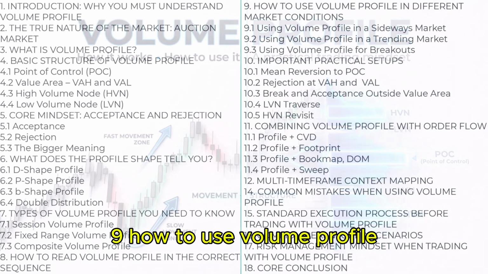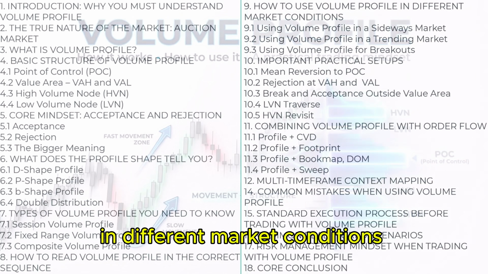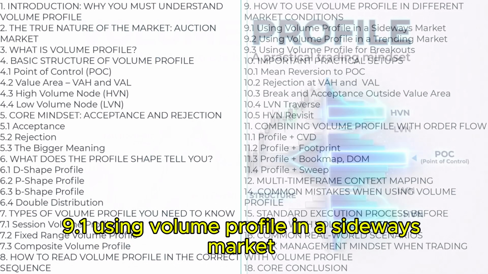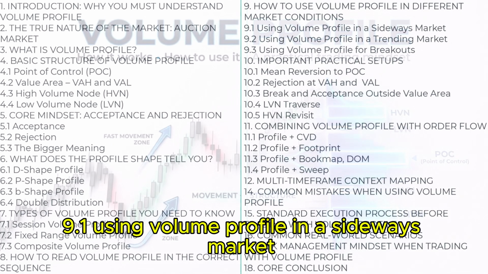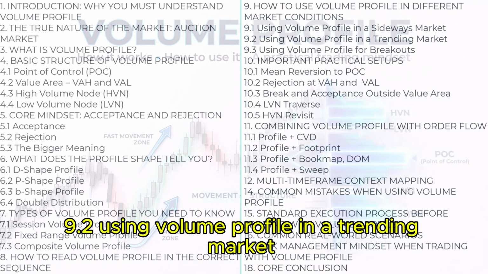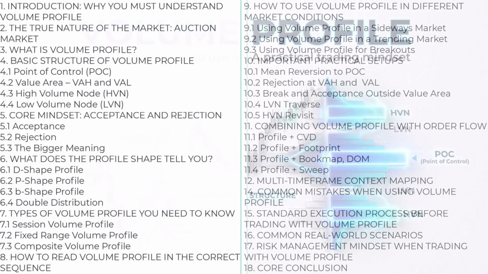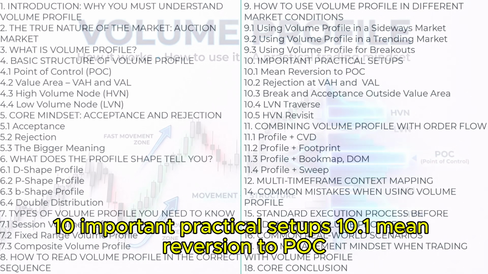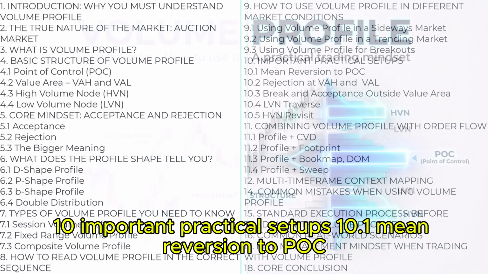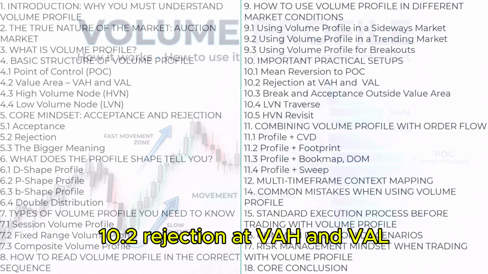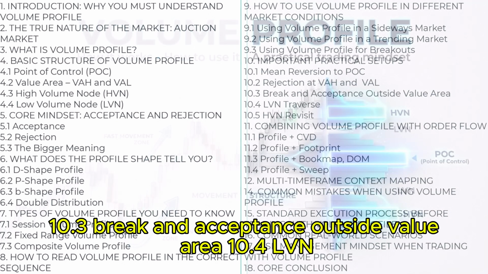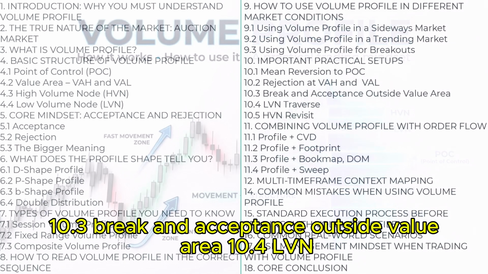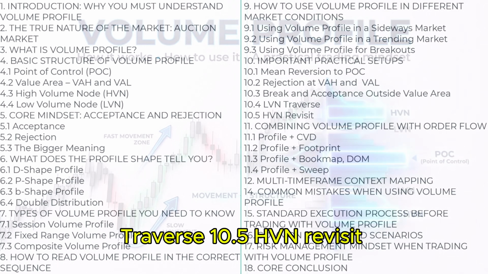9. How to use volume profile in different market conditions. 9.1. Using volume profile in a sideways market. 9.2. Using volume profile in a trending market. 9.3. Using volume profile for breakouts. 10. Important practical setups. 10.1. Mean reversion to POC. 10.2. Rejection at VAH and VAL. 10.3. Break and acceptance outside value area. 10.4. LVN traverse. 10.5. HVN revisit.